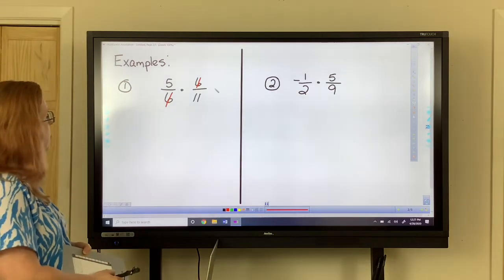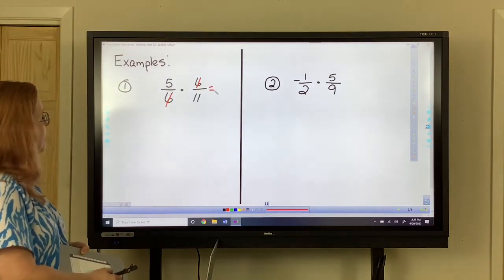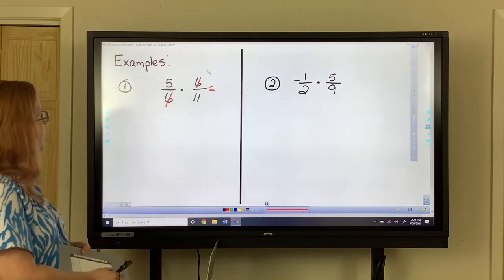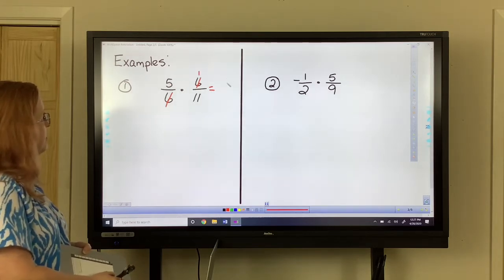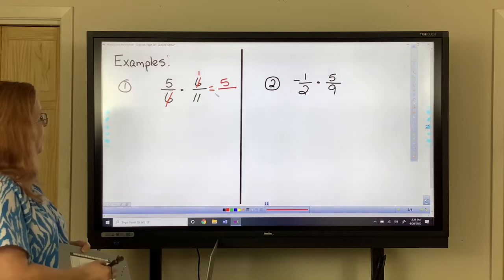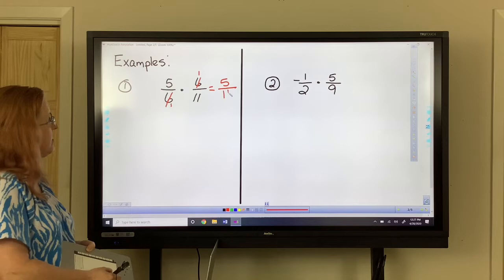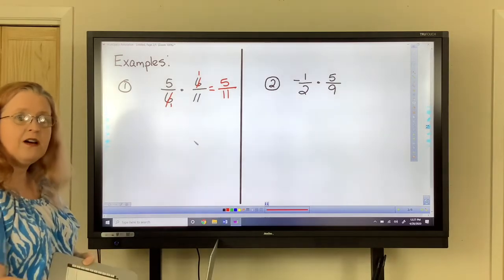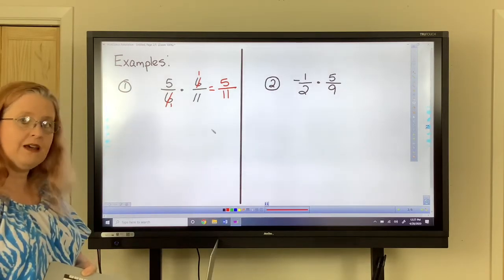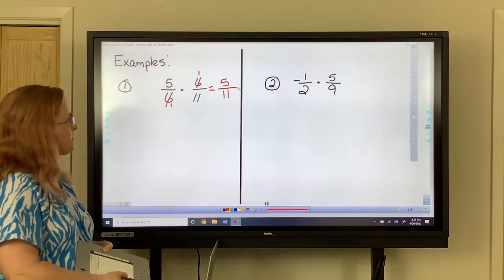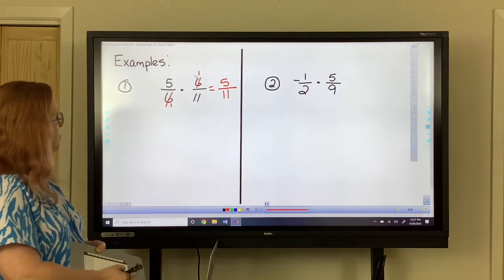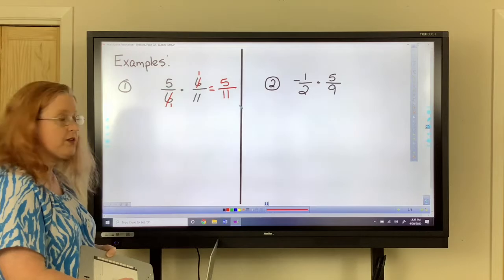And so now, following the next rule, if I multiply the numerators, I get 5 times 1 equals 5. And then I get 1 times 11 equals 11. And 5 over 11, or 5 divided by 11, cannot be reduced. Both numbers were positive, so my answer is positive.